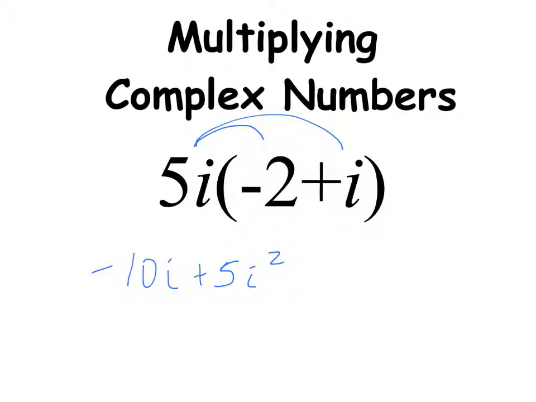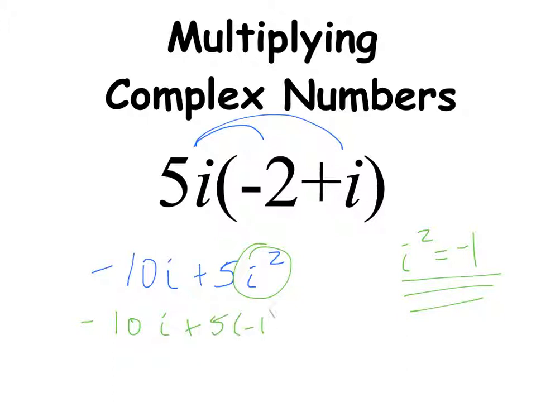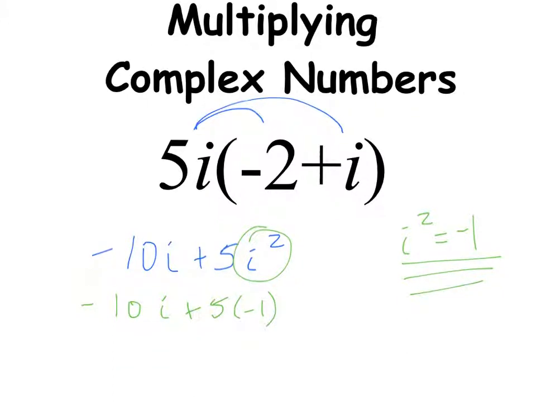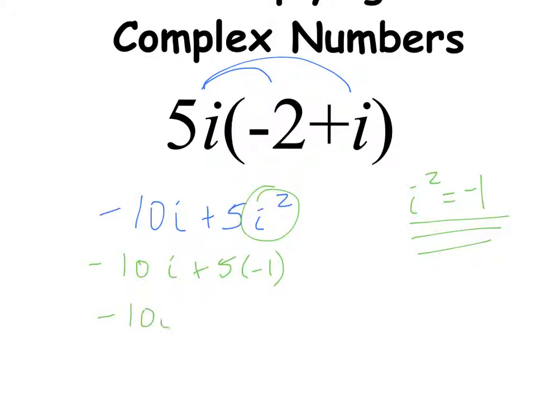Now, usually you'd be done here, but there is a property of complex numbers that says that i squared equals negative 1. And that's something you're going to have memorized, that i squared is the same as negative 1. So here, I could replace i squared with negative 1. So it's not 5 times i squared, it's 5 times negative 1, which is negative 5. So the answer here would not be this, because the real part always needs to be written first. So you'd have to flip-flop the order. The answer would be negative 5 minus 10i.